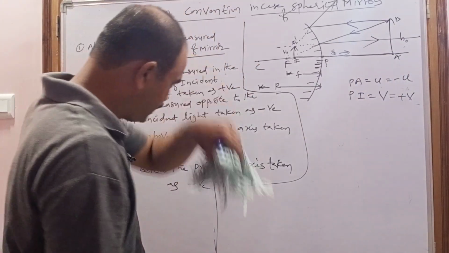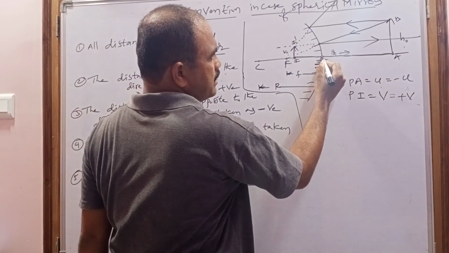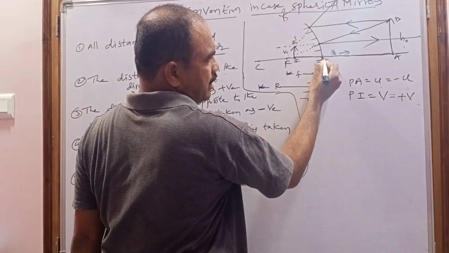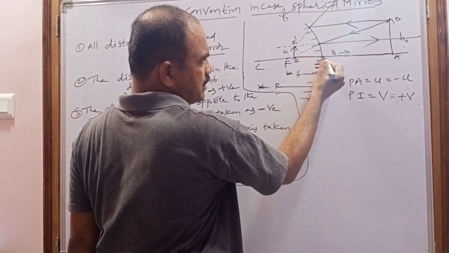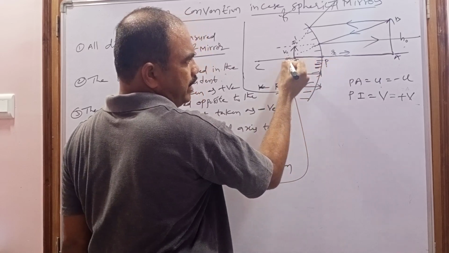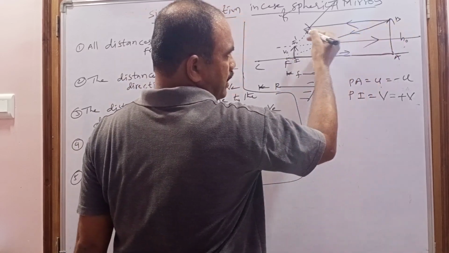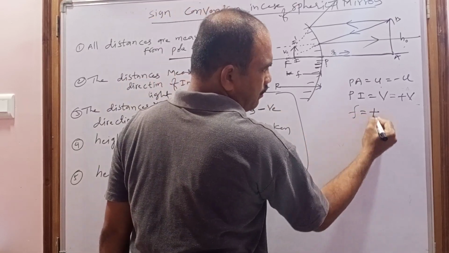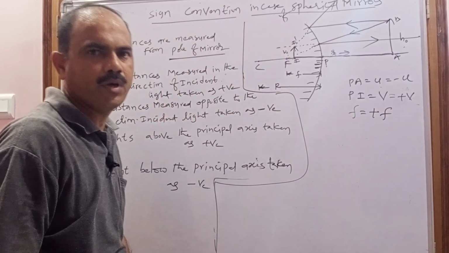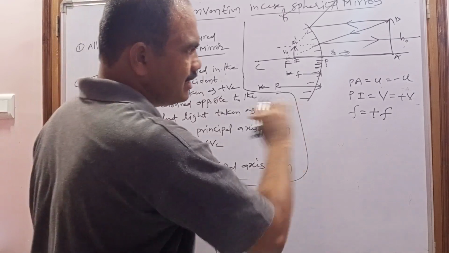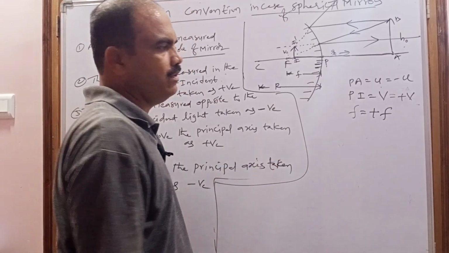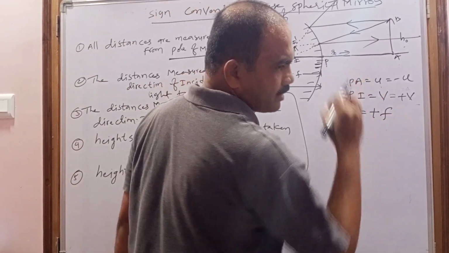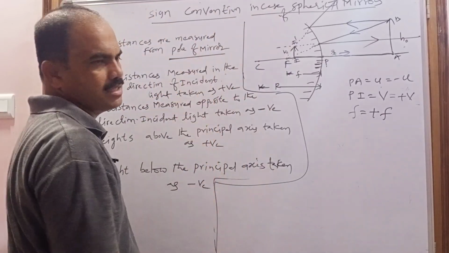Now come to the focal length, the distance between pole and focus. To measure it, you move in this direction. The incident ray is also in the same direction. That is why the focal length of the convex mirror is taken as positive. This is the reason, by following the sign convention, why the convex mirror focal length is positive.